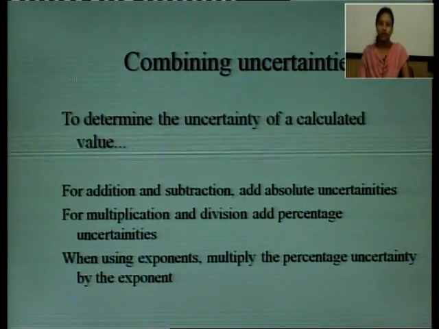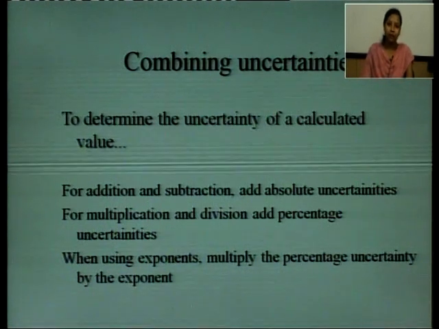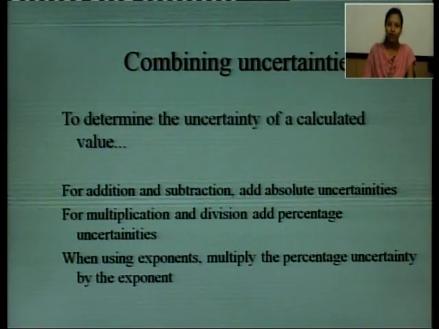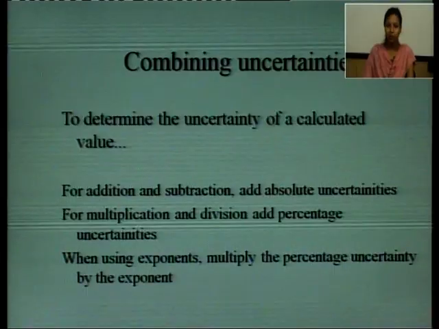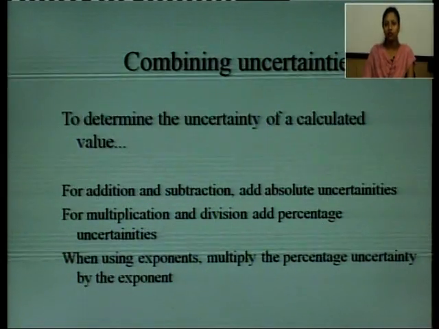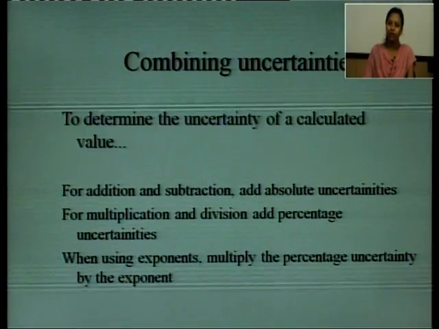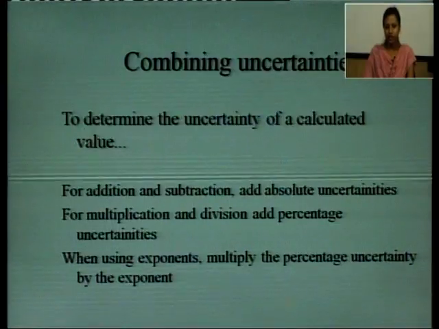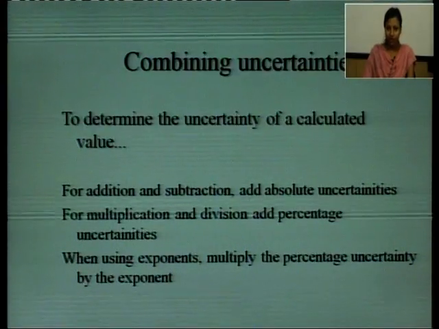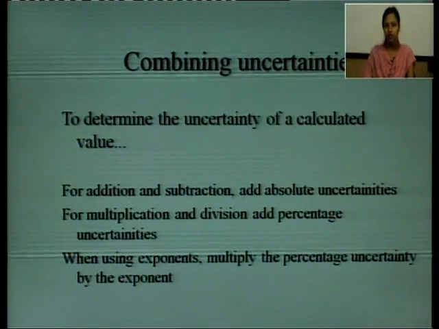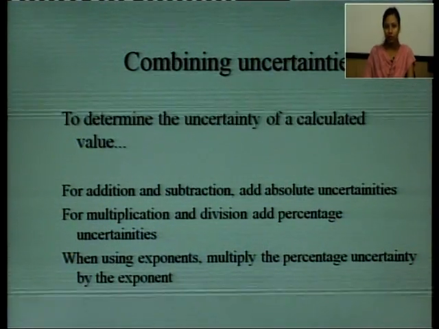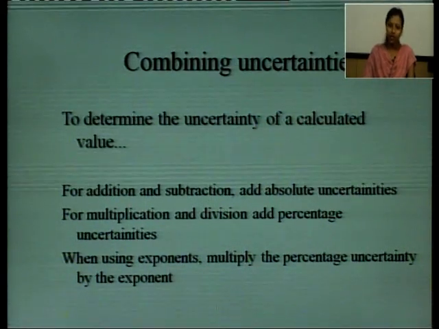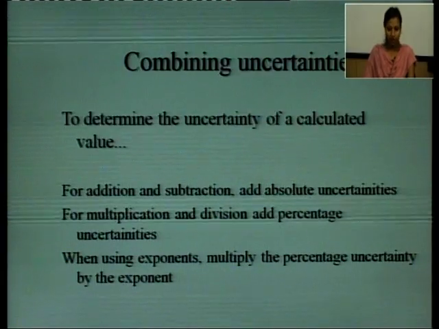So we can combine uncertainties. To determine the uncertainty of a calculated value, for addition and subtraction we should add absolute uncertainties, and for multiplication and division we should add percentage uncertainties. When we are using exponents, we multiply the percentage uncertainty by the exponent. In the next few slides I have taken examples for addition, subtraction, multiplication, division and exponents of a physical quantity, and how we can calculate the error involved during these measurements.